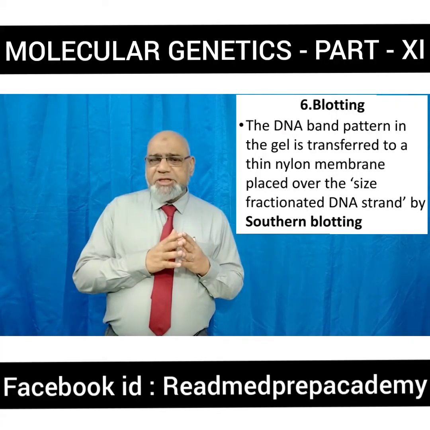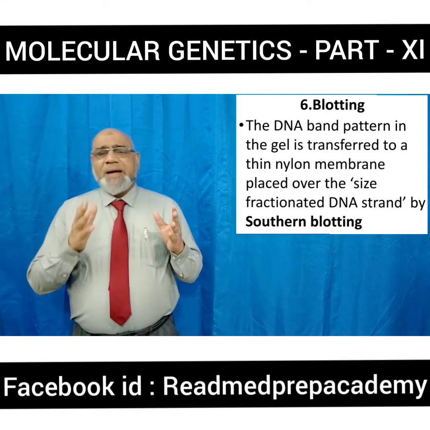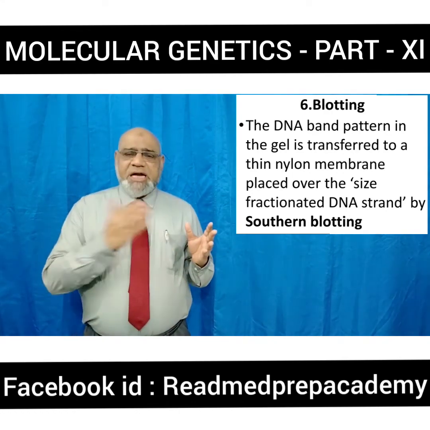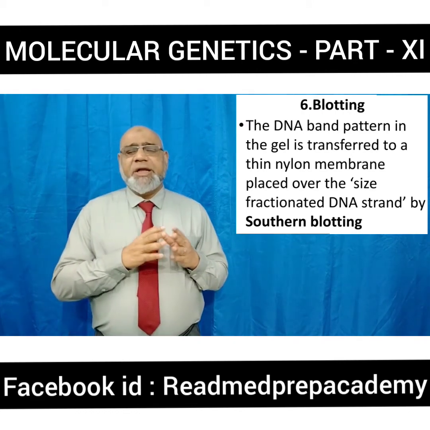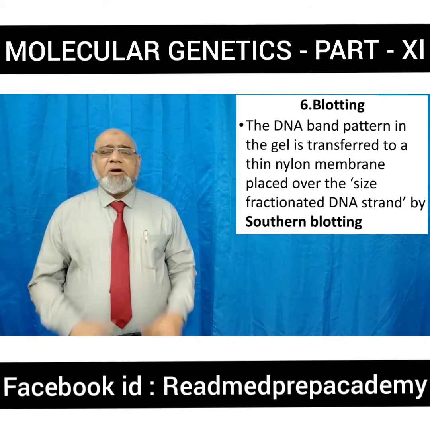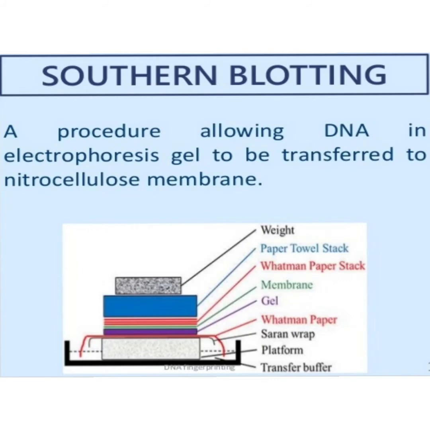Now, step 6 is blotting. The DNA band pattern in the gel is transferred to a thin nylon membrane placed over the size-fractionated DNA strand by a technique called Southern blotting. Southern blotting is a procedure allowing the DNA in the electrophoresis gel to be transferred to a nitrocellulose membrane.